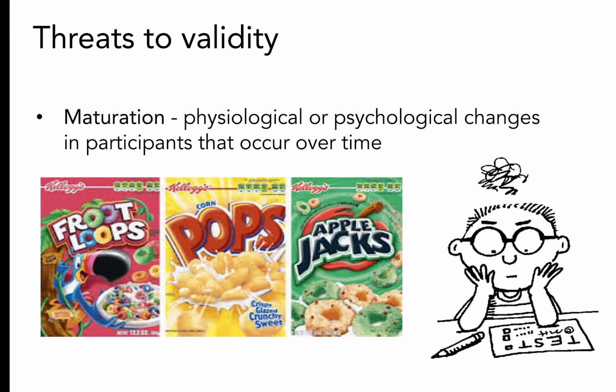Another example of a threat to internal validity is maturation. And maturation is the physiological, so physical, or psychological, so mental, changes that can happen in participants over time. So any physiological or mental change that is naturally a consequence of time can influence the results of the experiment.